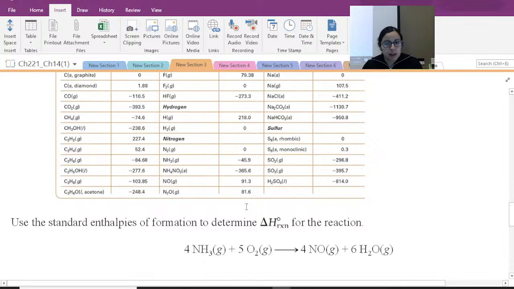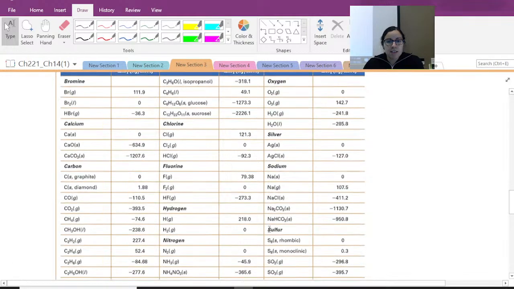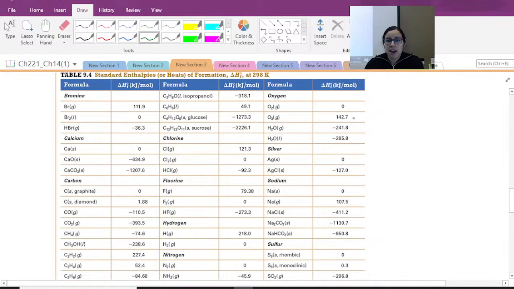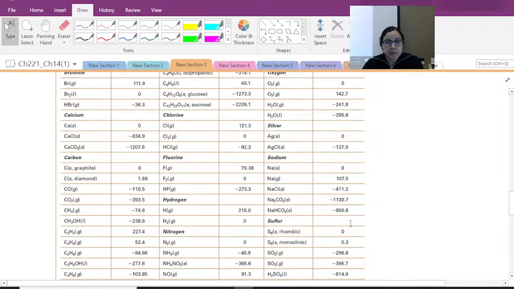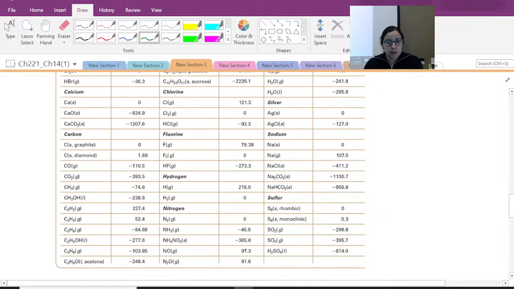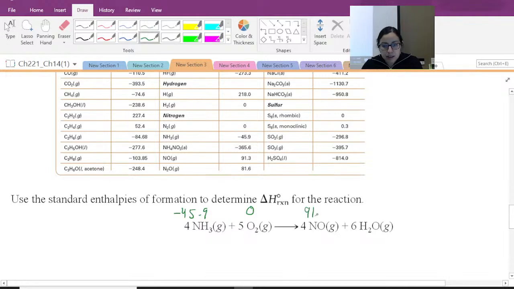So let's start with ammonia. I'll write them above. So ammonia, and check your states, right, when you do this. So ammonia gas state, so negative 45.9, and again, that's all going to be kilojoules per mole. Oxygen, this should be 0, right? It's in its standard state, but we could check. So oxygen, gas, 0, okay. That's what we expected. NO, let's see if we can find NO. NO, so gas state 91.3, and that matches.